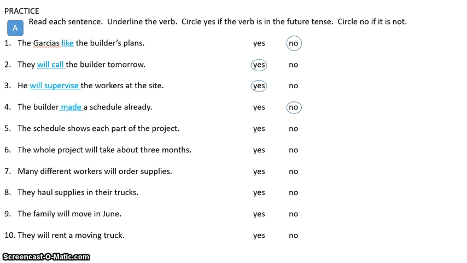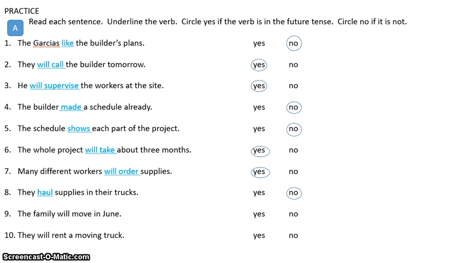Number 5 says the schedule shows each part of the project. I don't see it being future because it doesn't have the word will, so the answer is no. Number 6, the whole project will take about 3 months. See the word will? It's happening in the future, so you circle yes. Number 7, many different workers will order supplies. They're going to do it in the future, so the answer is yes. Number 8, they haul supplies in their trucks. The verb is haul. You don't see the word will. It's not happening in the future, so you circle no.